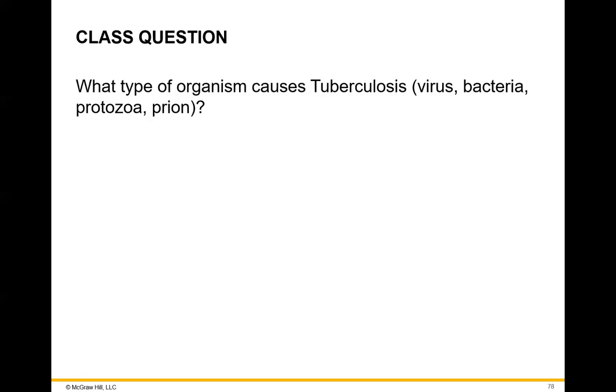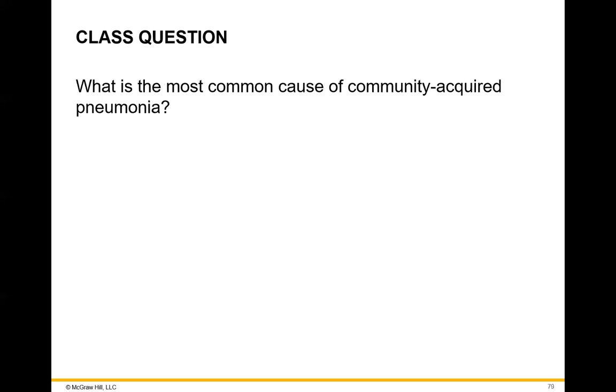What type of organism causes tuberculosis? This is a bacterium. Remember, Mycobacterium tuberculosis, it's in the name. What is the most common cause of community-acquired pneumonia? So community-acquired, just normal population, not healthcare. That's Streptococcus pneumoniae. Okay. All right, that's that.